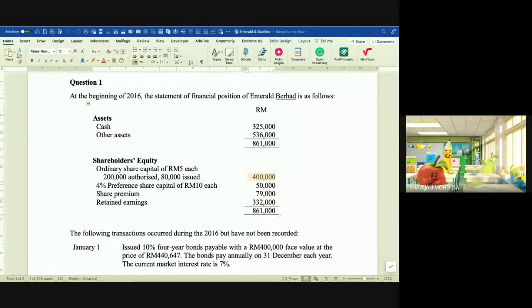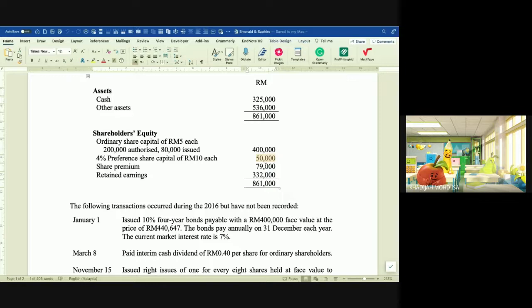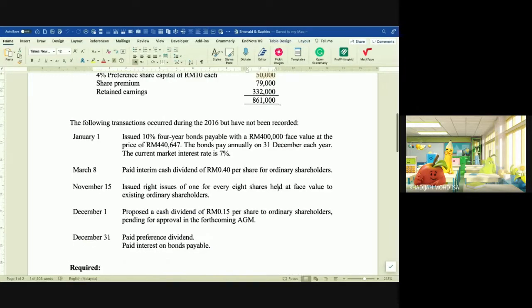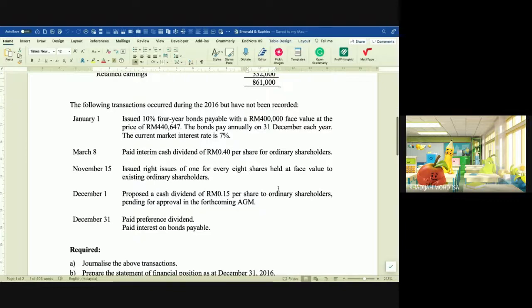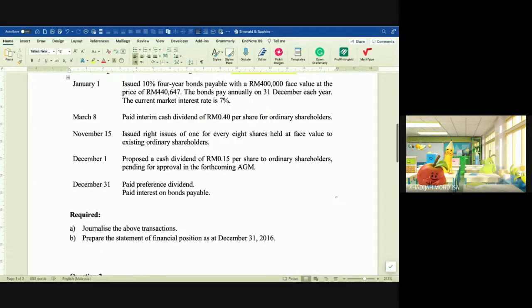Then you have 4% preference shares, capital of 10 ringgit each. So now you have the 50,000 preference shares, share premium of 79,000 and retained earnings of 332,000. These are the following transactions that have not been recorded. So that's why you have to do the journal entries, and then prepare the statement of financial position.